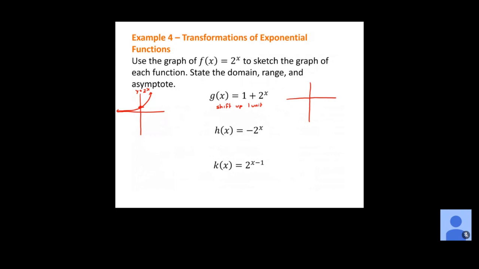Okay, good. The horizontal asymptote now, instead of being at 0, gets shifted up 1 unit. So now we're actually going to have an asymptote at y equals 1 instead. Okay, so there's that. What else is going to change?